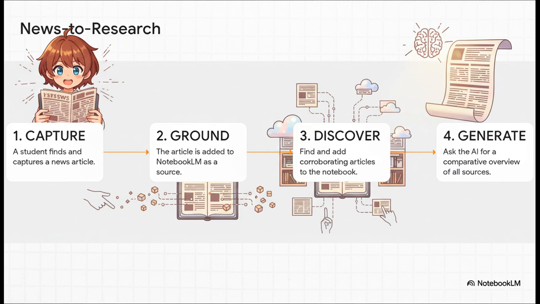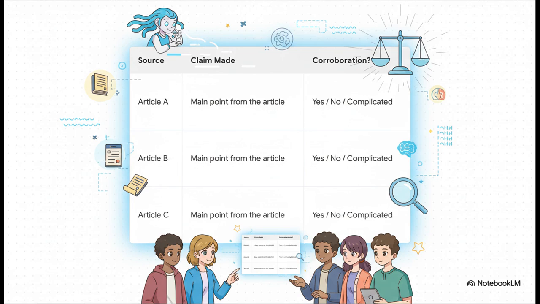It's amazing. And the output can be something as beautifully simple as this. The AI can organize the information into a clear table, showing you the source, the main claim it makes, and then asking that all-important question, is this claim backed up by the other sources? This visually teaches students to weigh evidence and think critically, to think like a real researcher.